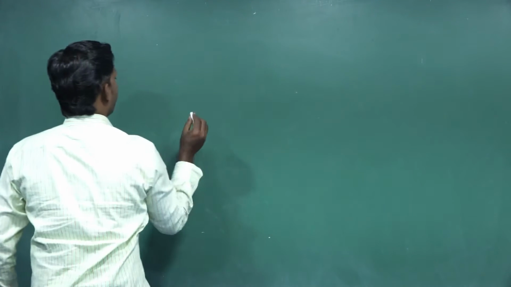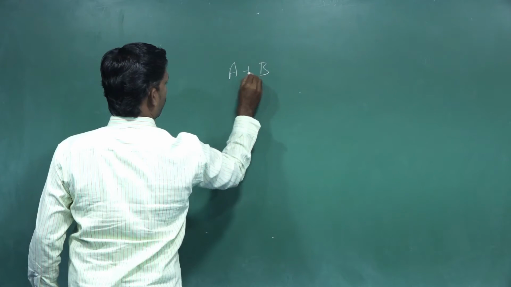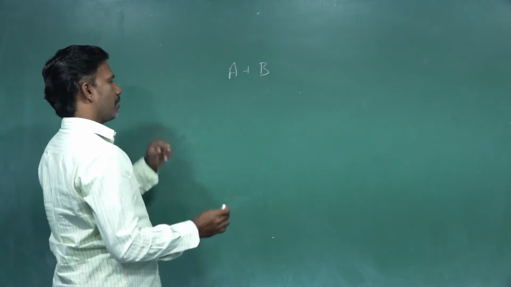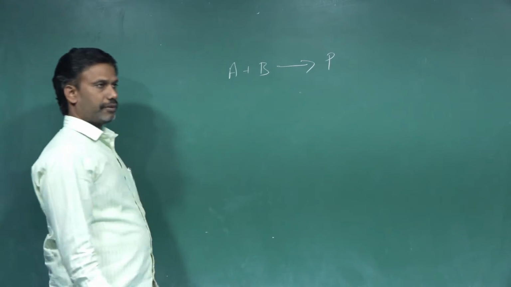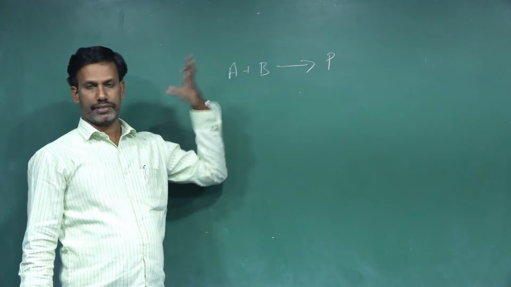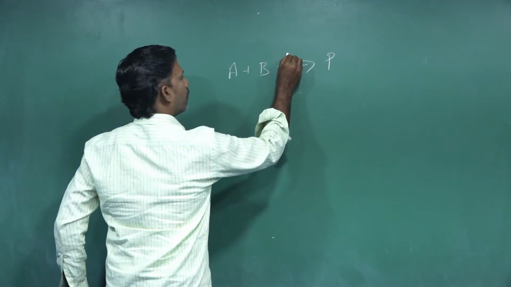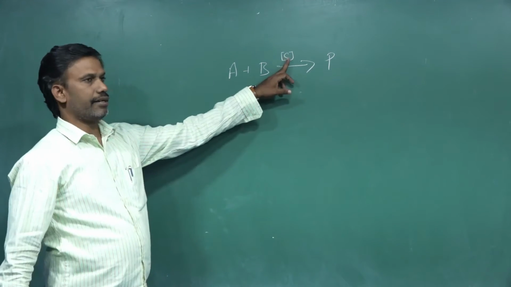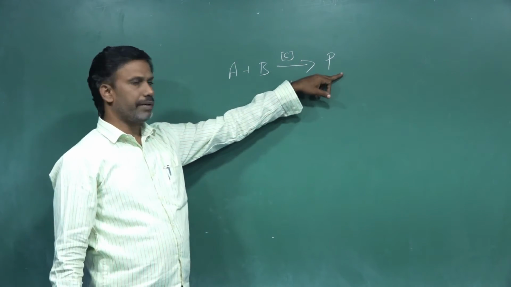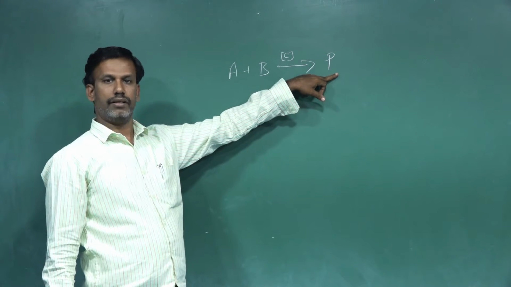For example, if you take A plus B, these two are reactants. These two reactants give a product P. Let us assume this. Now, when the reaction is carried out, you put a catalyst. This is called a catalyst. When you add a catalyst, it may alter the reaction.